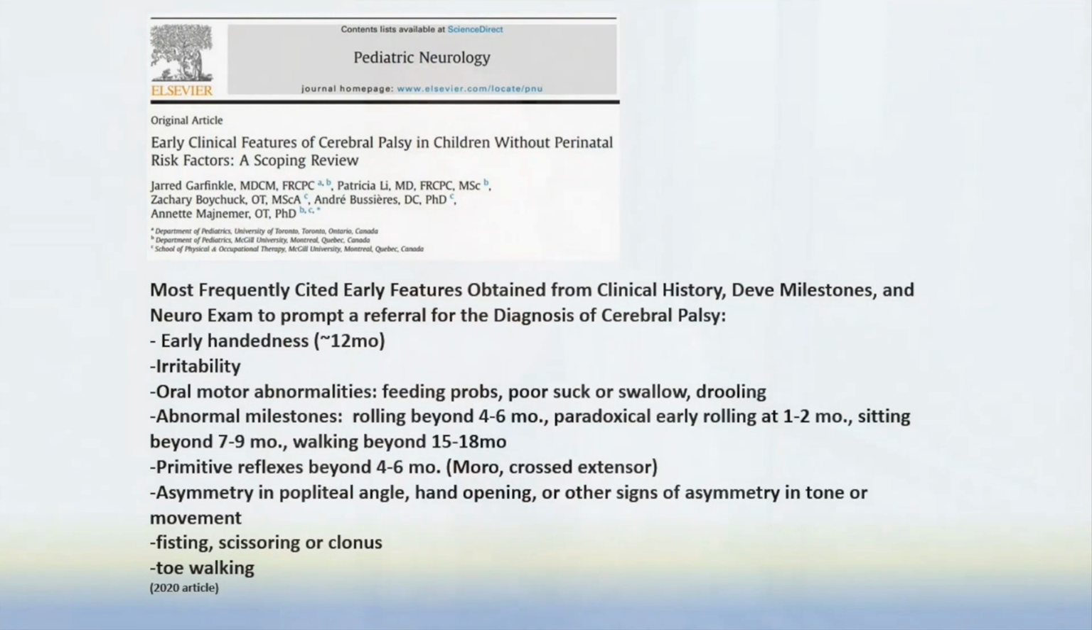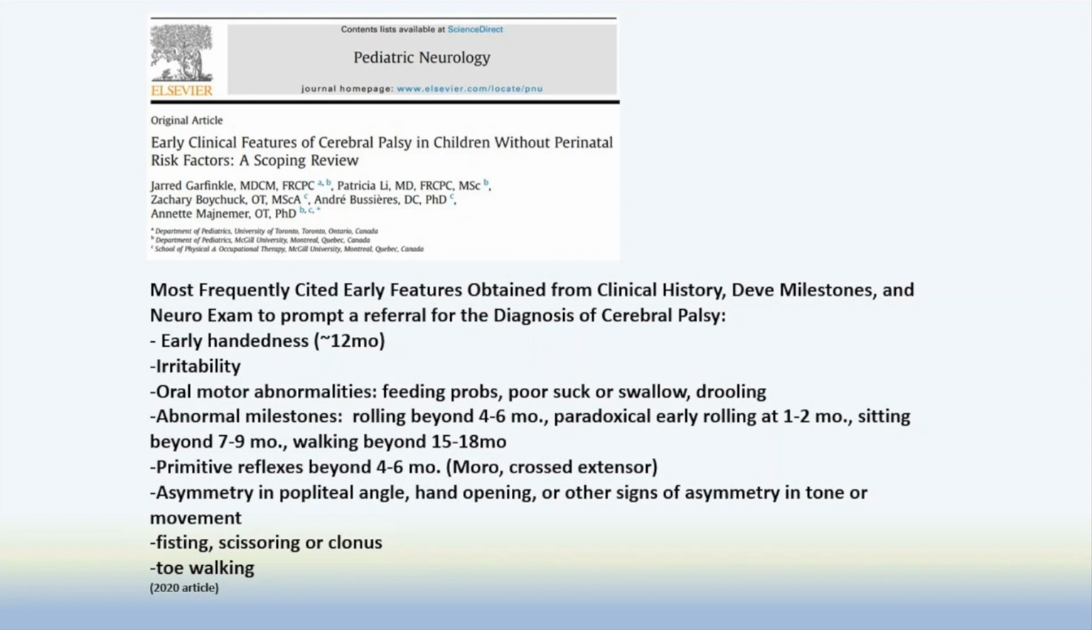As we continue to look into the literature on how we understand early diagnosis, this article, published in 2020, is a review of those infants that are without the perinatal risk factors, so better understanding how to catch those babies too, which is important, obviously, because up to half of infants and children diagnosed with cerebral palsy do not have the risk factors. So some of these early cited features from histories, milestones, and neuroexam that led to a diagnosis of cerebral palsy include early handedness, less than a year of age, increased irritability, oral motor abnormalities with feeding problems, and then those abnormal milestones are broken down and explained here.